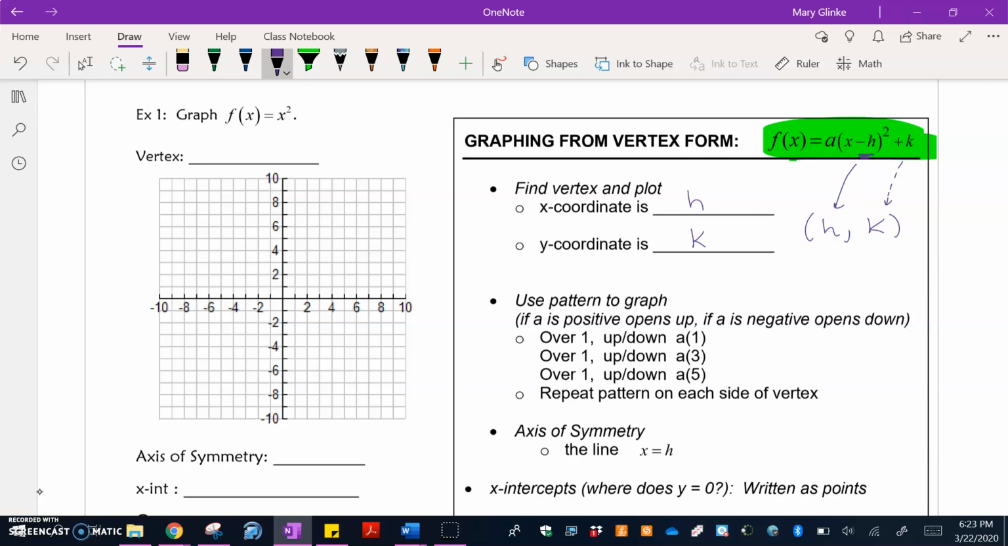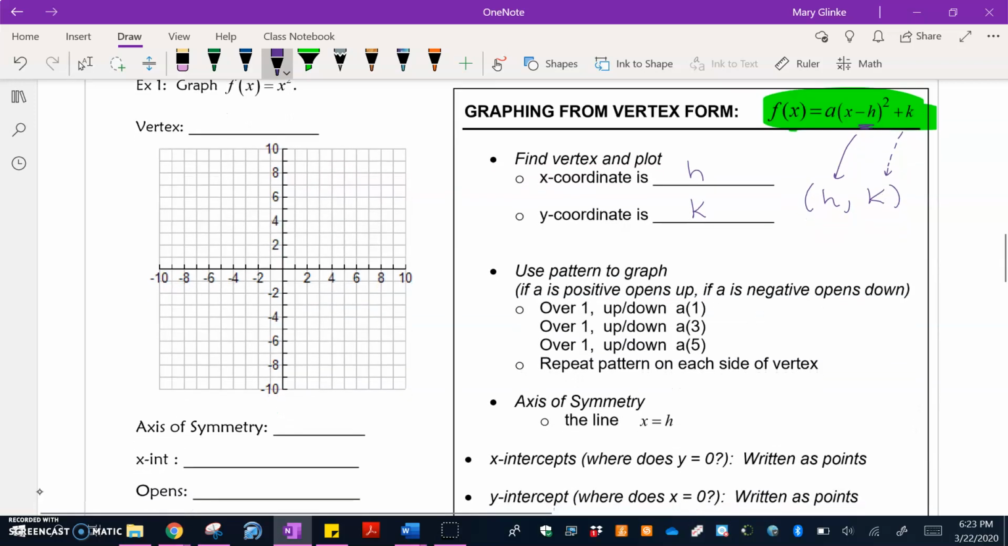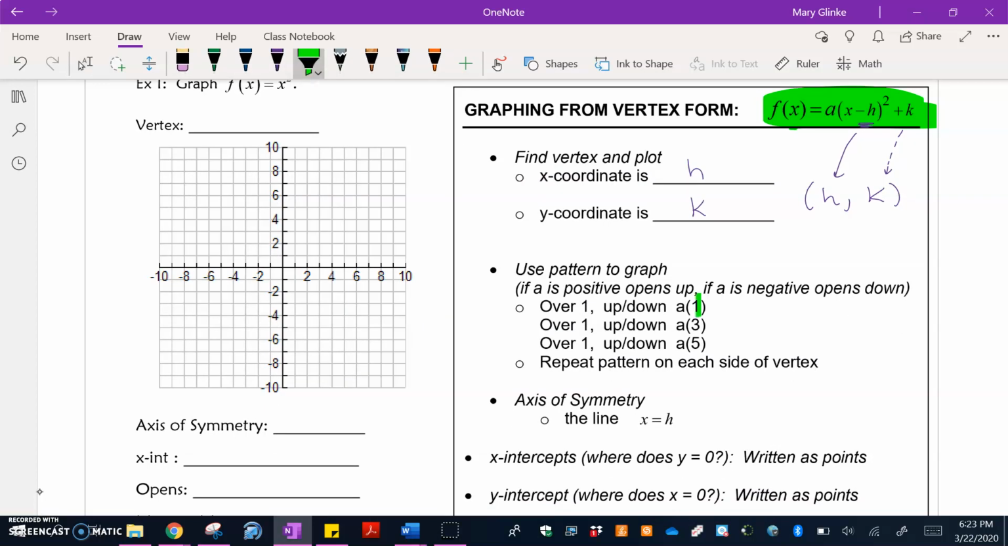After you find your vertex, quadratics are all going to use the pattern 1, 3, and 5 multiplied by whatever your a value or your stretch is. Once you find those values, you can go over and up that amount from your vertex to find the rest of your parabola shape. The axis of symmetry is going to always go through your vertex, so whatever h is, your equation is going to be x equals that number. And for your x and your y-intercepts, you look at your graph and you write those as points.